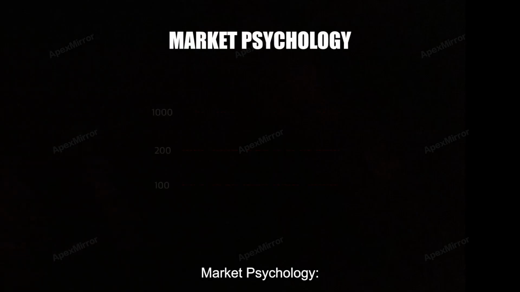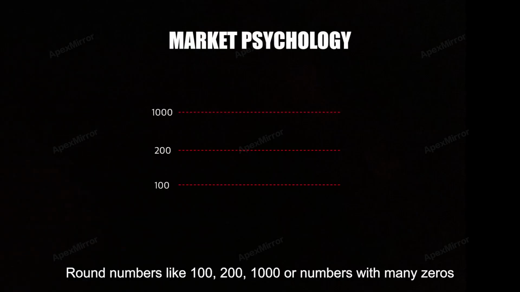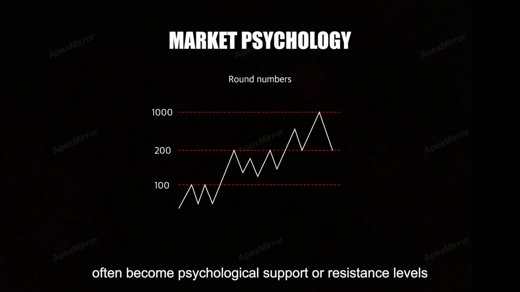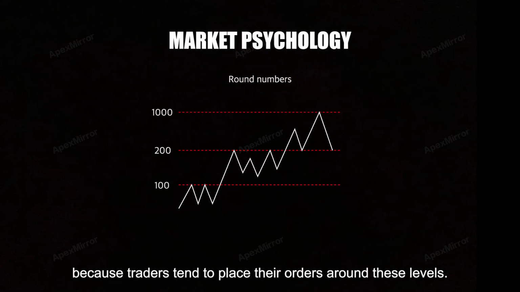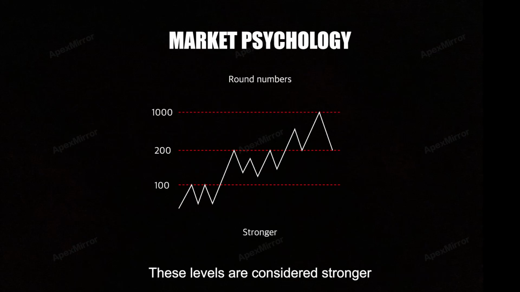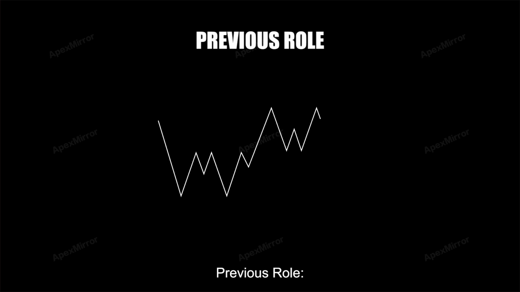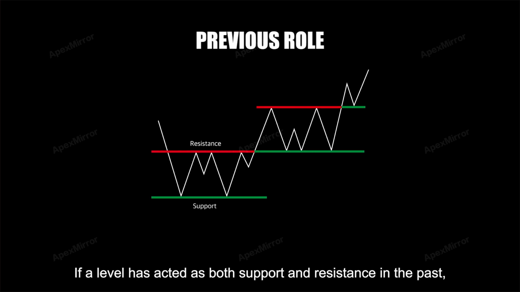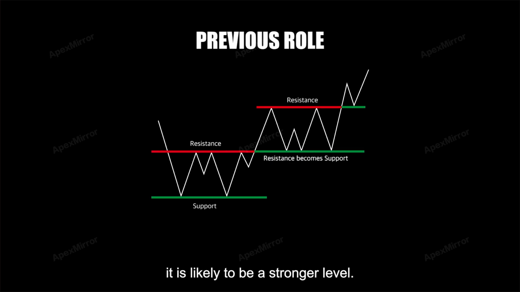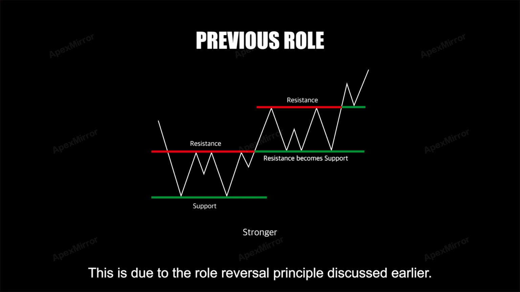Market psychology. Round numbers like 100, 200, 1000 or numbers with many zeros often become psychological support or resistance levels because traders tend to place their orders around these levels. These levels are considered stronger due to the psychological bias of market participants. Previous role. If a level has acted as both support and resistance in the past, it is likely to be a stronger level. This is due to the role reversal principle discussed earlier.